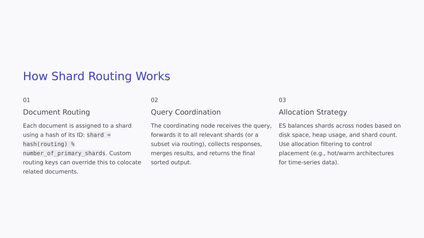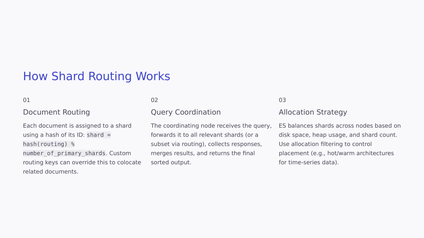Ever wondered how shard routing actually works behind the scenes? Let's dive in. Each document gets assigned to a shard based on a hash of its ID, ensuring efficient distribution. But did you know that custom routing keys can group related documents together? When a query comes in, the coordinating node springs into action, sending it to the relevant shards, merging responses, and presenting a neatly sorted result.